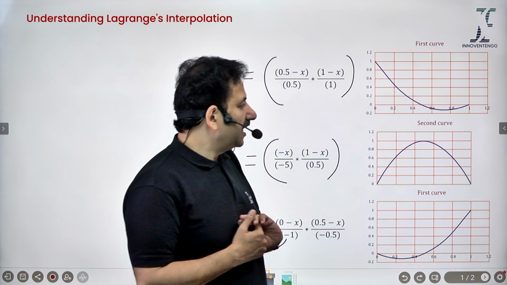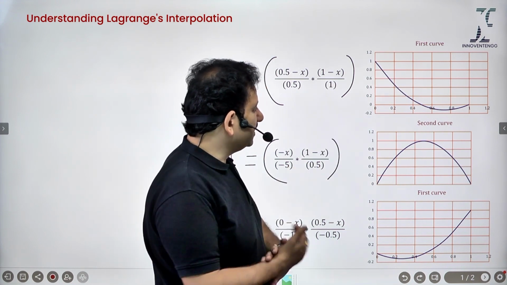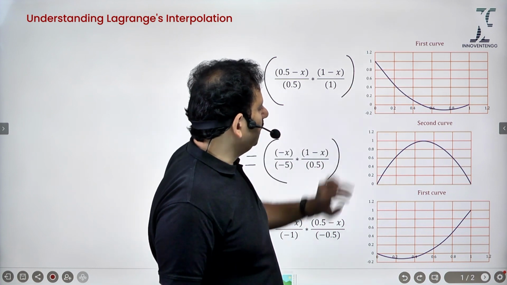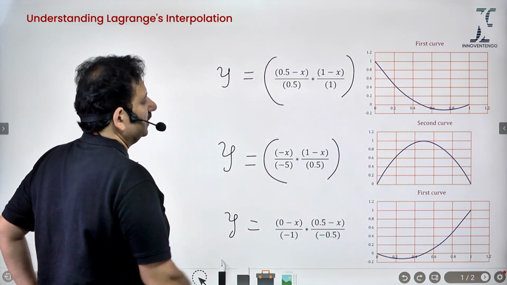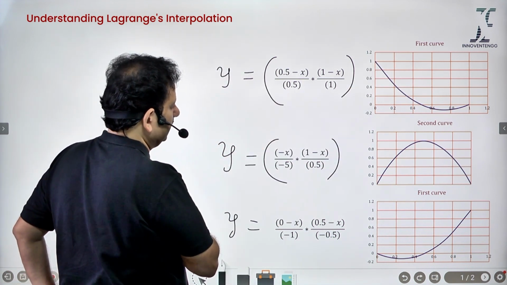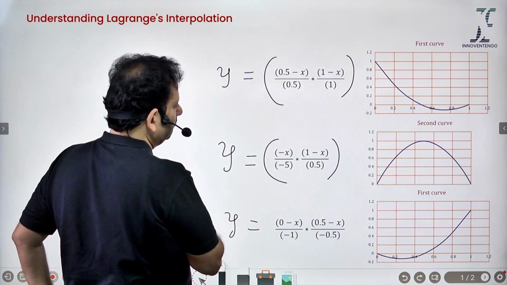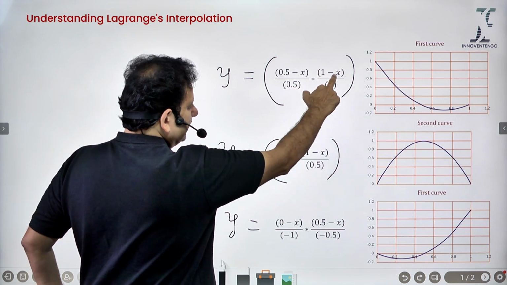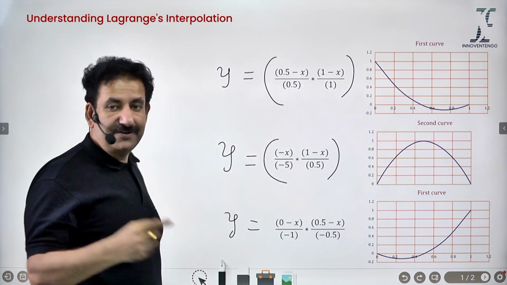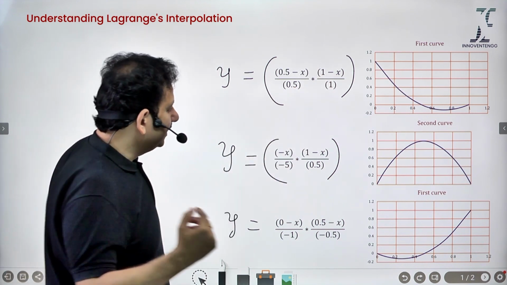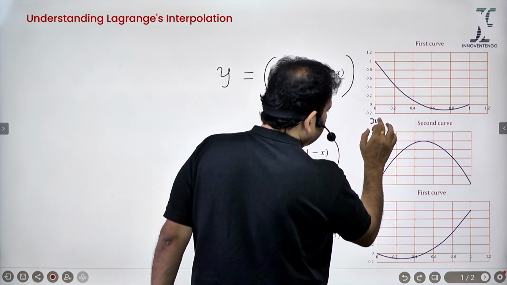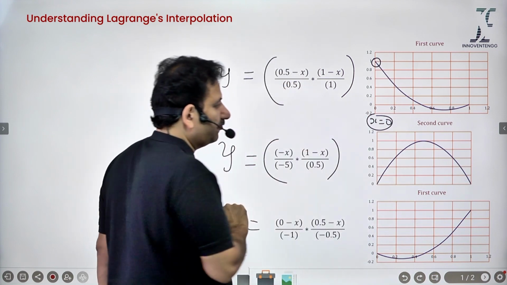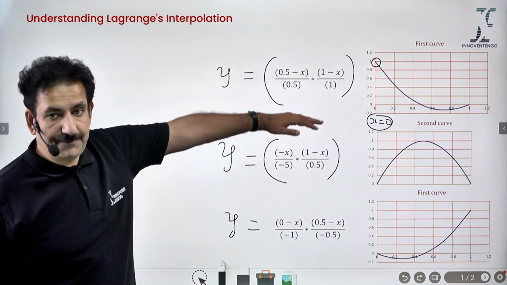Now let's look at how it works. For the first curve, what happens? We are saying that at x equal to 0, the value is 1. Let us check whether it is able to satisfy that. Put x equal to 0, you get 0.5 by 0.5, which is 1. And again here 1 minus 0 by 1, which is exactly 1. Am I right? So at x equal to 0, you can clearly see that the value of the function is 1, and that is verified by the formula.